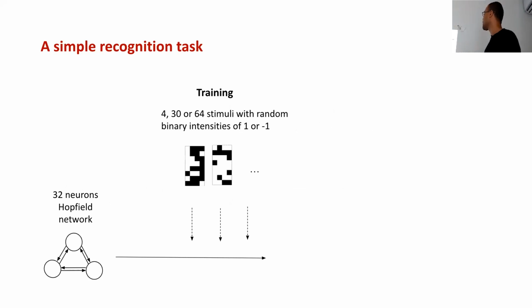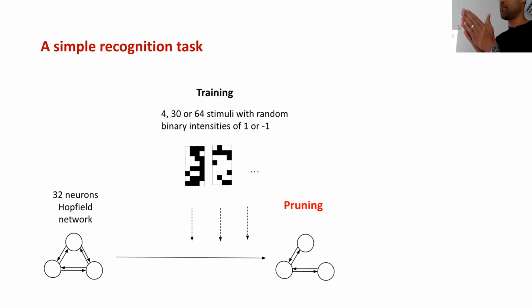To test the Hopfield network, I use a very simple task. A Hopfield network of 32 neurons, fully connected. I train it with 4, 30, or 64 stimuli in a very simple recognition task. I use a different number of stimuli because I challenge the memory of the network. The more stimuli you have, the harder it is to reconstruct. The same for humans. And then the network is pruned down to many different levels of sparsity, from 90% to 10% up to entirely disconnected, and I look at how that affects the functionality of the network.